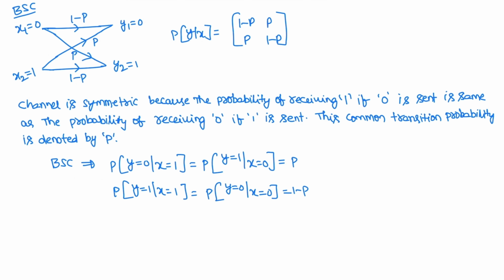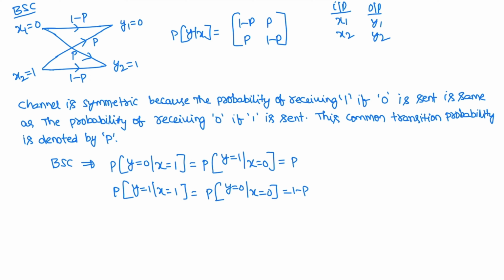Next, the transition probability matrix is as follows. So this is a binary symmetric channel with symbol x1 is 0 and x2 is 1 as input symbols, and y1, y2 are output symbols, and the probability is P of y given x, with entries 1 minus p and p. This is the probability matrix.